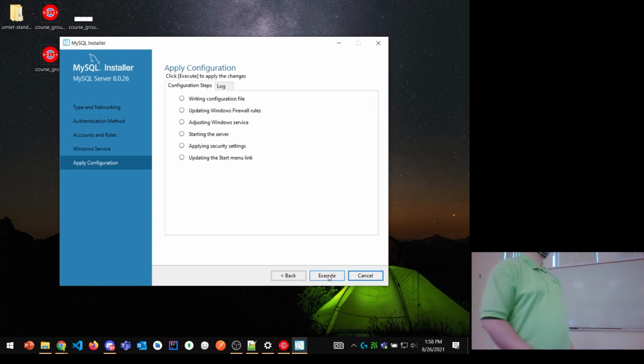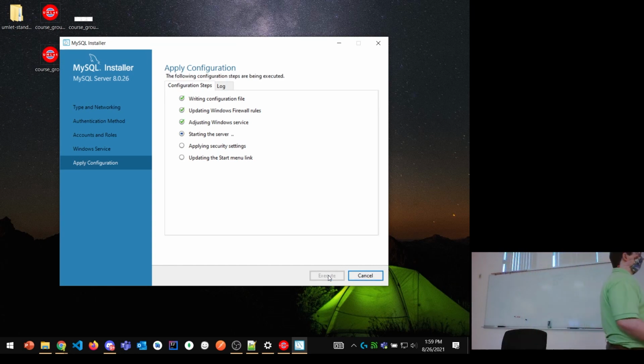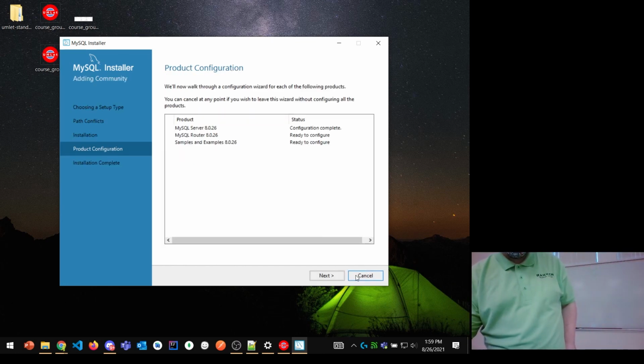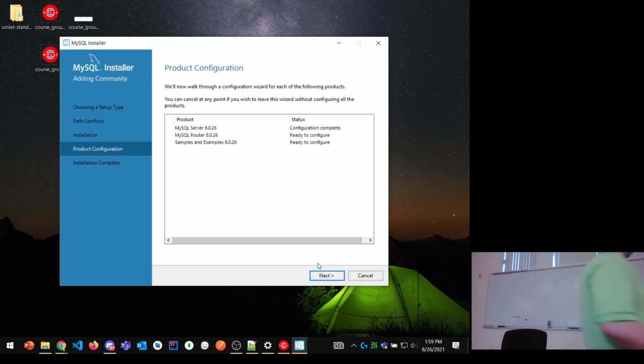Development machine. Okay. So we're going to hit that. I'm going to hit execute. It's going to run through here, and I think we should be done. Just checking real quick where everybody's at.